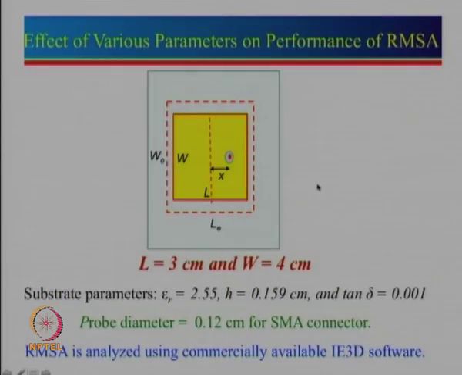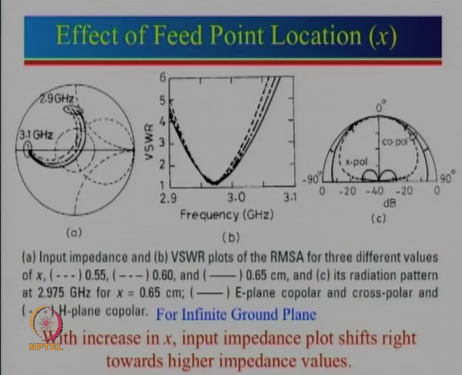So, let us continue. In the last lecture we started with a rectangular patch with a 3 centimeter length and 4 centimeter width, and these were the substrate parameters we took, and the probe diameter was taken as a starting point. Then we looked at the effect of the feed point, and we noticed that as x increases, the input impedance plot shifts right towards higher impedance. So, this is x 0.55, 0.6, 0.65.